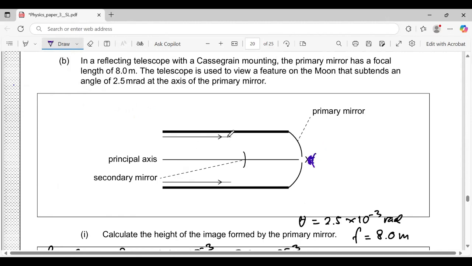So this ray goes to the primary mirror, after that reflects to the principal axis as well. This ray goes in a straight line to the primary mirror and to the secondary mirror, and from the secondary mirror reflects to the eyepiece. Okay, these are the straight lines. Let's continue.